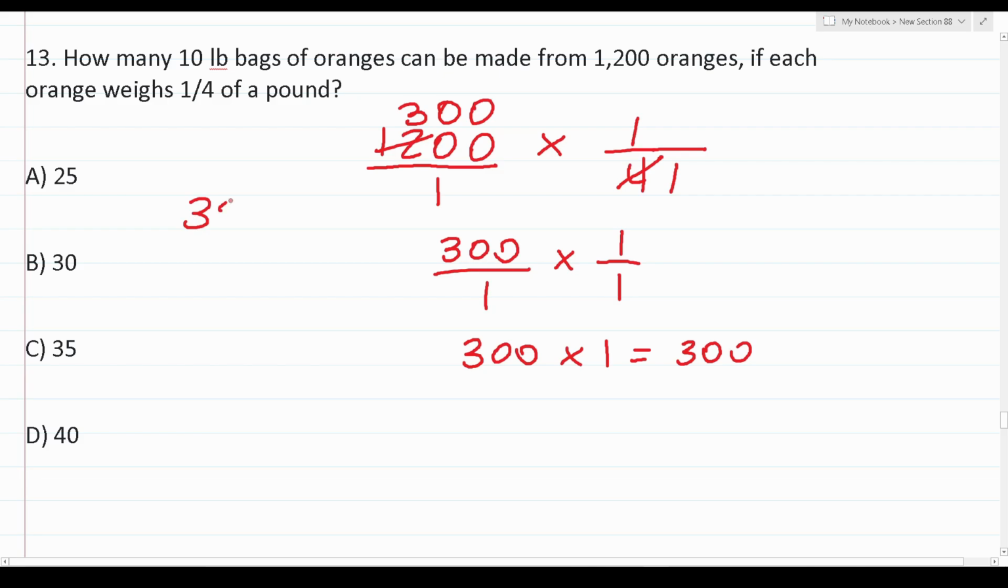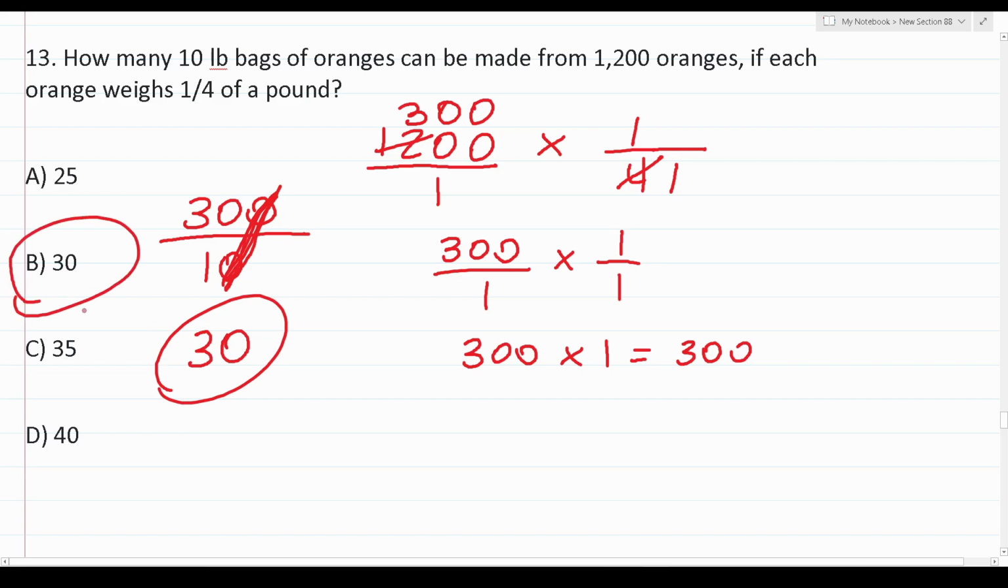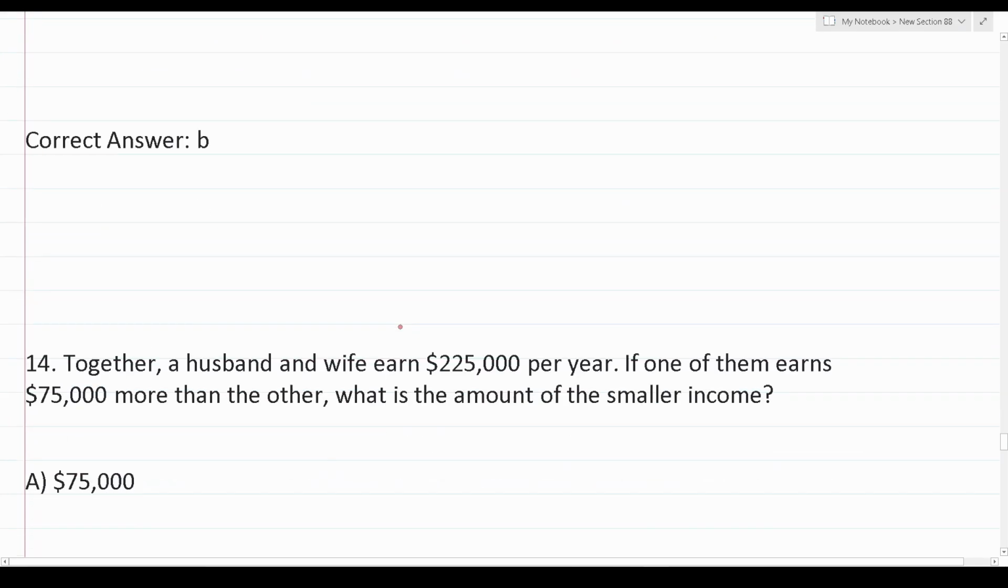Again, we have 300 pounds of oranges, and we're making 10-pound bags from those oranges, so we're going to do 300 divided by 10. Cross out these corresponding zeros here. This becomes 30 over 1. 30 divided by 1 is just 30. So the answer to this is we can make 30 10-pound bags of oranges if we have 1,200 oranges and they each weigh 1/4 pound. All right, so that's that one. It's going to be B.